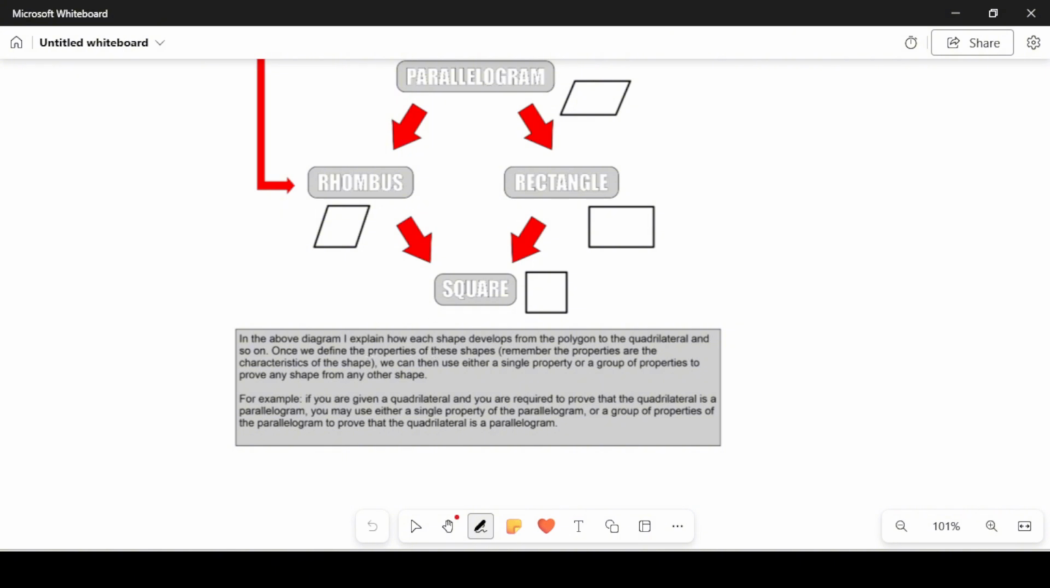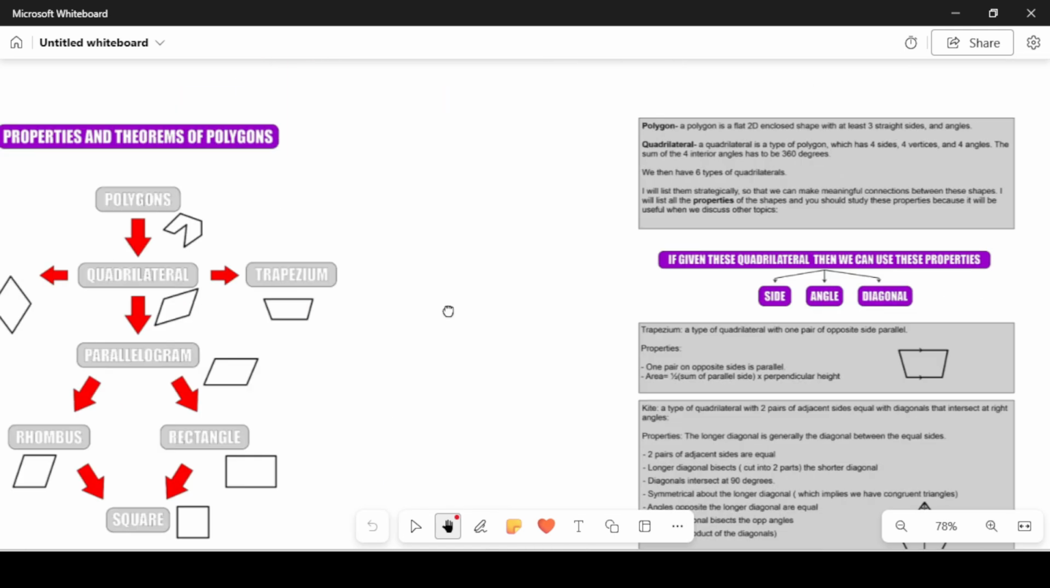Once we define the properties of the shapes, remember the properties are the characteristics of the shapes, we can then use either a single property or a group of properties to prove any other shape from any other shape. Now, that's, like I said, grade 10 level stuff. All you need to know is what are the properties. You just need to memorize what the properties of the shapes are. If you're given a square, what are some of the things that makes up a square? Okay, it has a 90-degree angle, opposite sides parallel, all sides are equal, things like that. You just need to be able to mention those things, right?